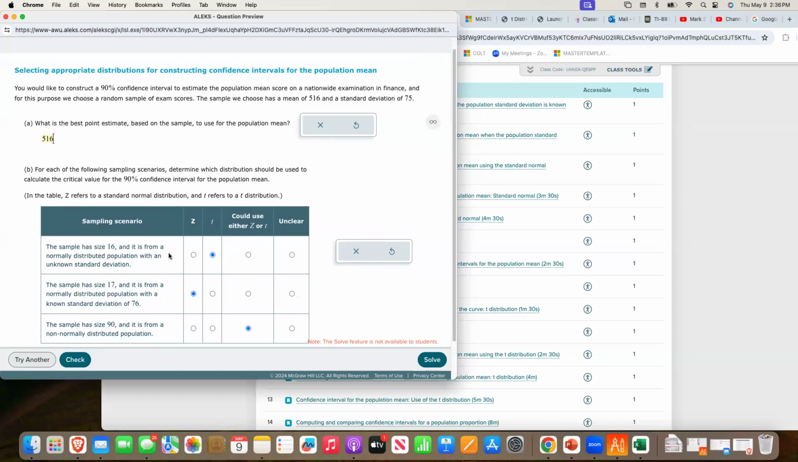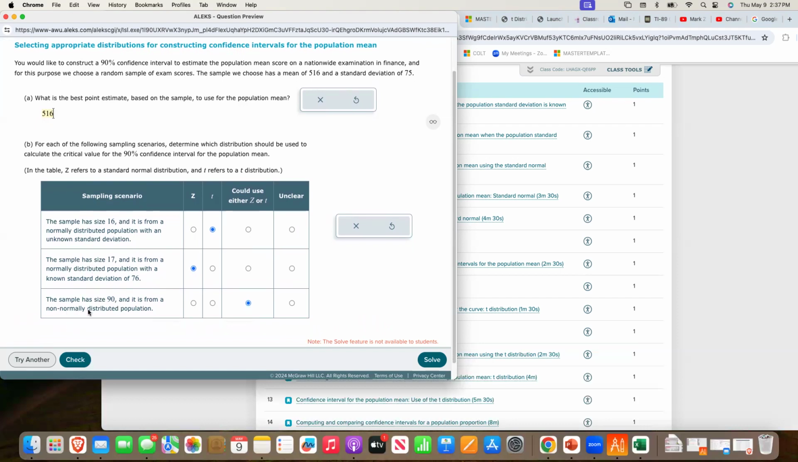So when we read these, the sample size is 16, and it comes from a normally distributed population with an unknown standard deviation. That was the case where we don't know sigma, and therefore we have to use the T distribution, because those were the given parameters for the conditions. That was the whole reason for the T distribution. Here we do know the standard deviation of the population, and so we're going to use Z, and even though we have 17, it is coming from a normal population, just like above.